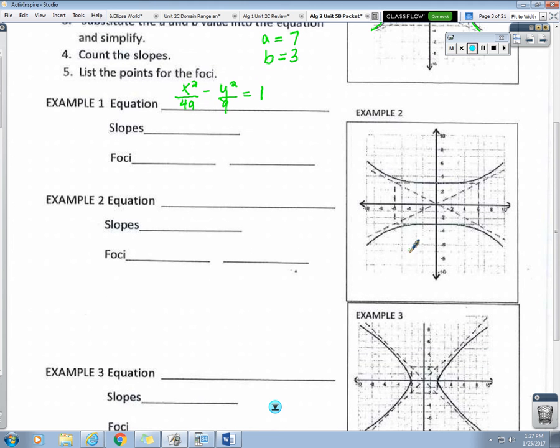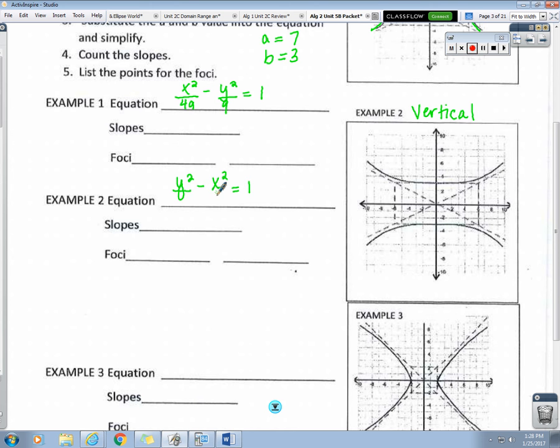Okay, example 2. Is this a vertical or horizontal hyperbola? Vertical, because we can see that those are opening up and down. And when it's vertical, doesn't that mean that we use the equation where the y comes first? So it'll be y squared minus x squared equals 1.